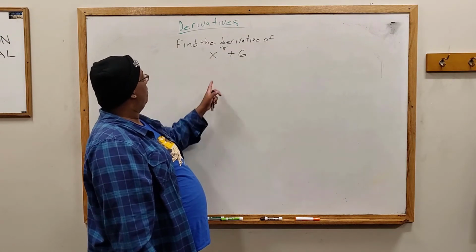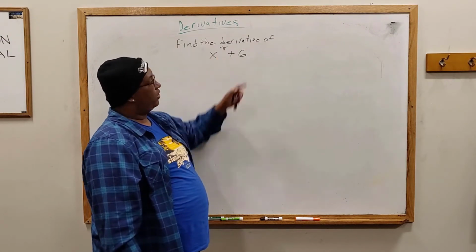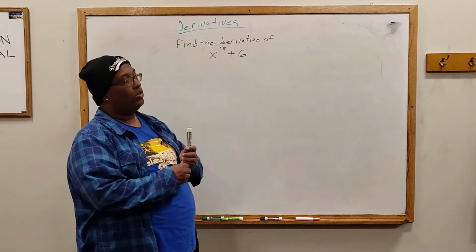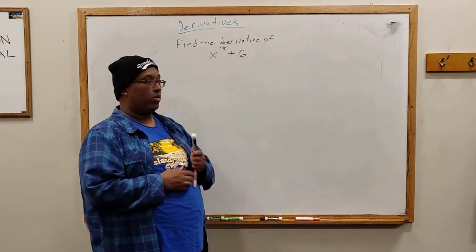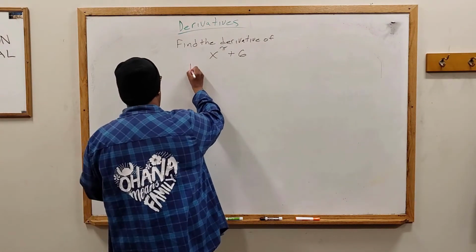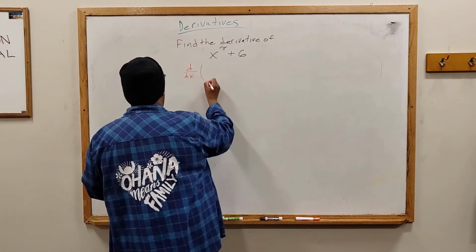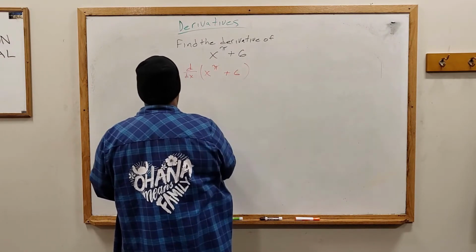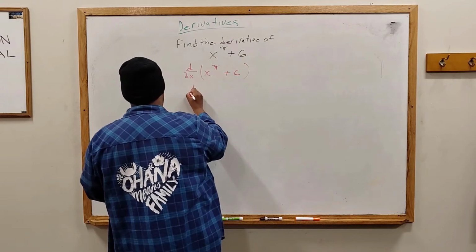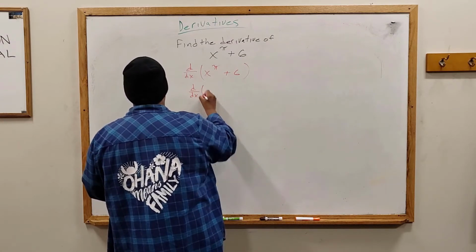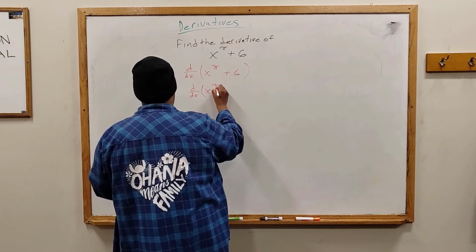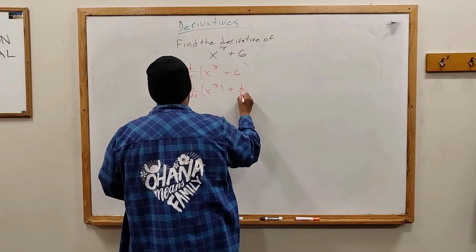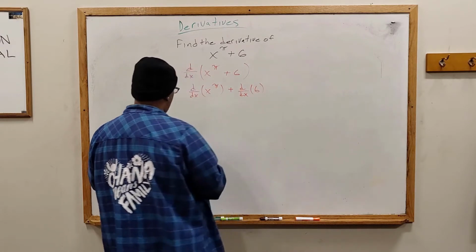Find the derivative of x to the pi power plus 6, 6 being the constant term. And again, all we have to do is remember the power rule. So let's write it out. d dx of x to the pi plus 6. We can look at that as d dx of x to the pi plus d dx of 6.